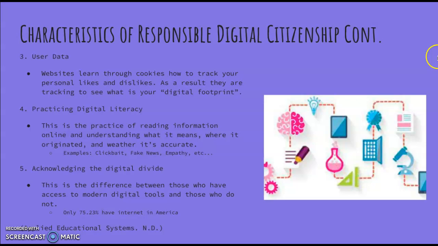The next one is practicing digital literacy. This is the practice of reading information online and understanding what it means, where it originated, and whether it's accurate. Some examples that we would see online are clickbait, fake news, and empathy. It's just like regular literacy, reading what you read in a book or in a magazine and understanding it, but instead this just applies to online.